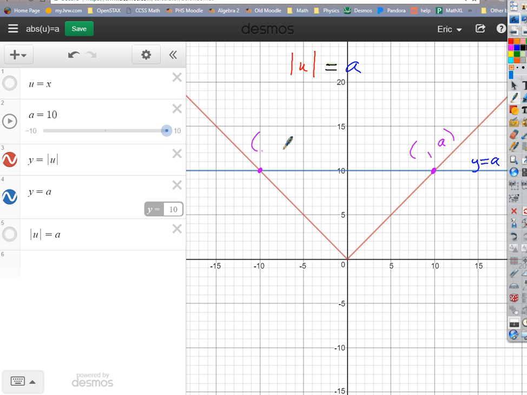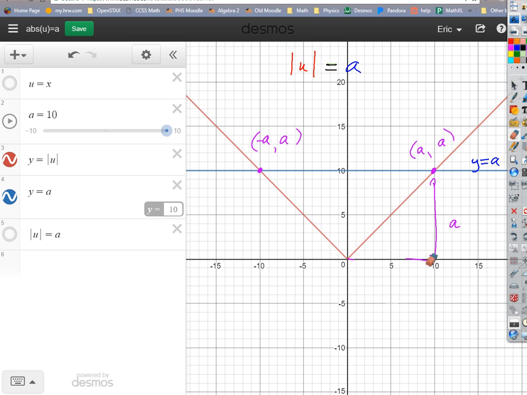What's the y-coordinate of this point going to be? A. Okay, what's the x-coordinate of this one going to be? 0. Now think about an absolute value graph. If I'm going up by a, I must be going over by a, right? So this distance right here is a, and that distance is a. So it's going to be a and a, right? What about over here? Negative a and a, right? Yep.